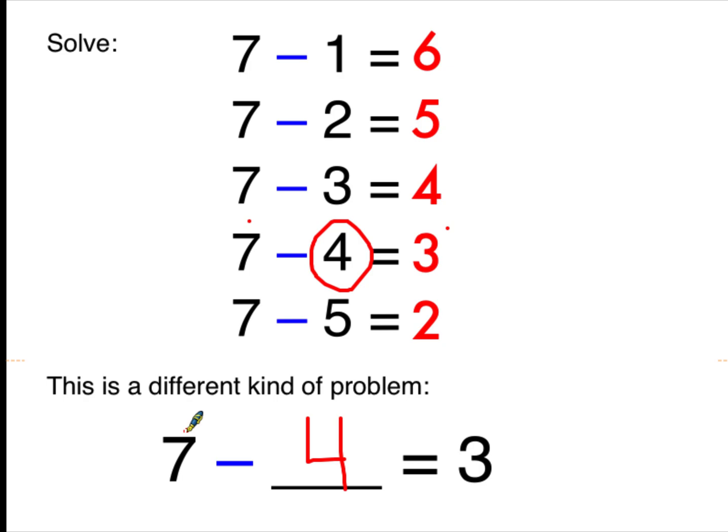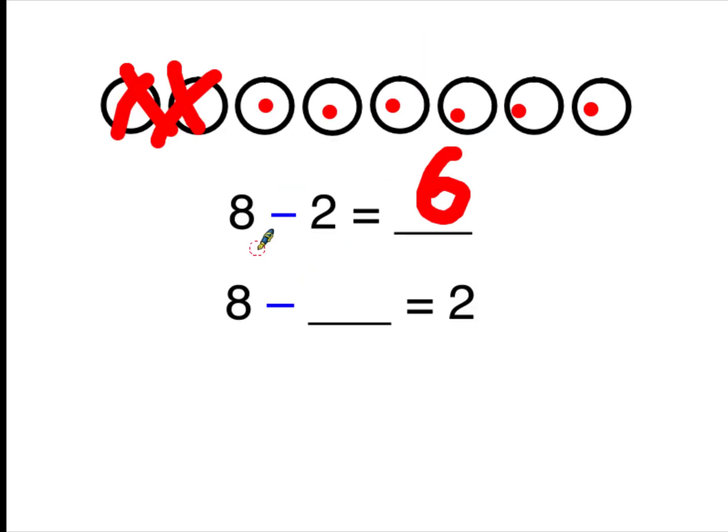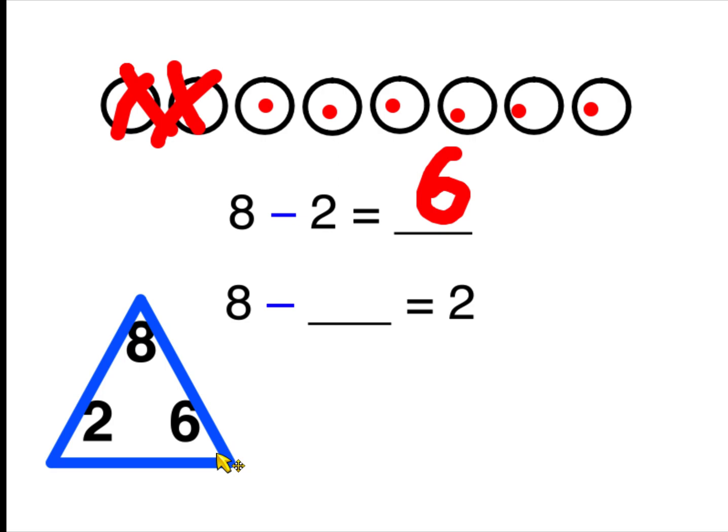8, take away 2. Well, we can take away 2. 8, take away what number equals 2? Well, did we talk about number families? 8, 2, and 6 are a family. They go together. If you know that this one is 2, you should know that this one is 6. But if you don't know, you can do it exactly the same way. We know this number, 2, so it's 8, take away 2, 8, 7, 6. You have 6 as the other number.